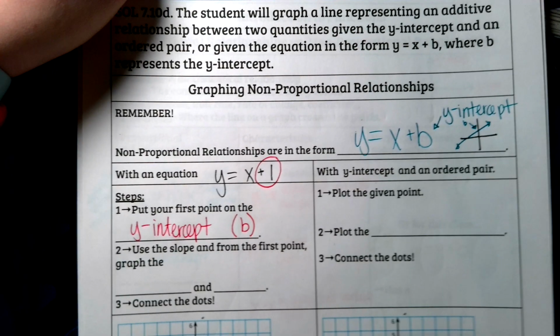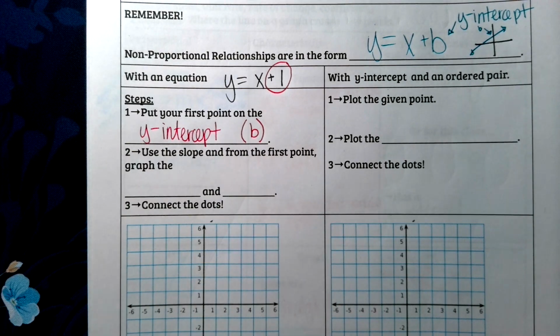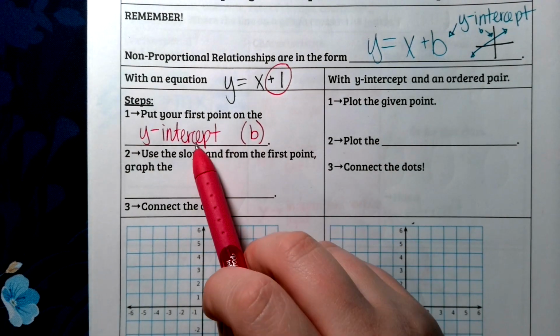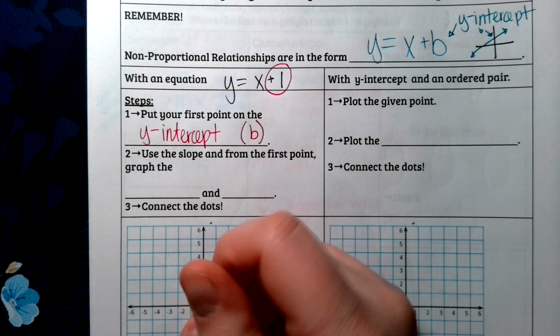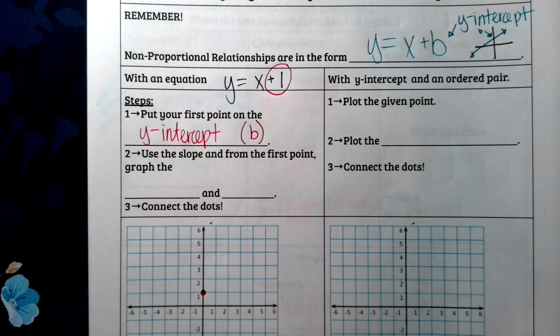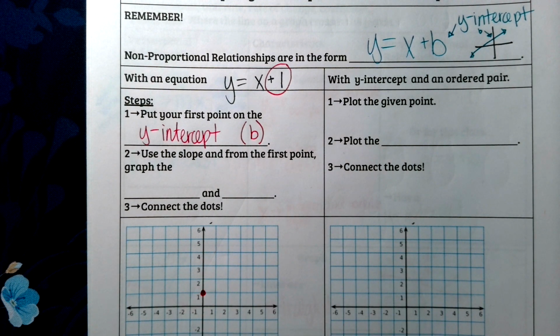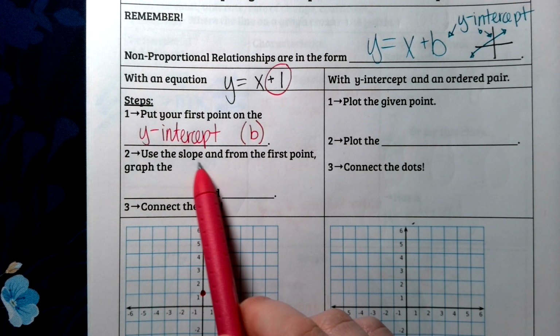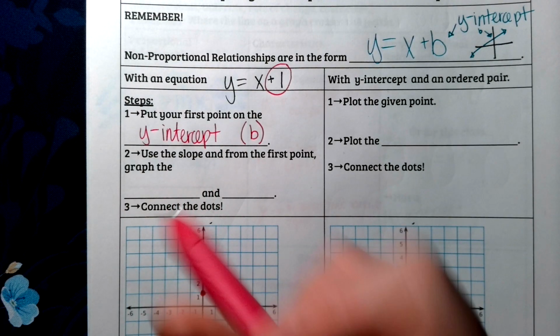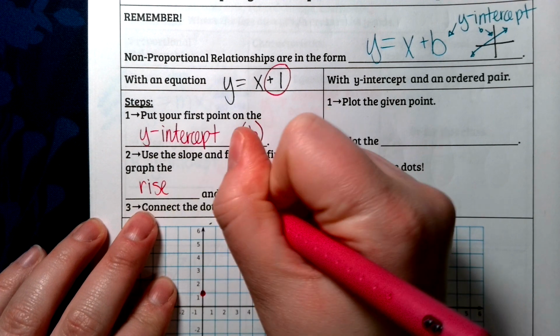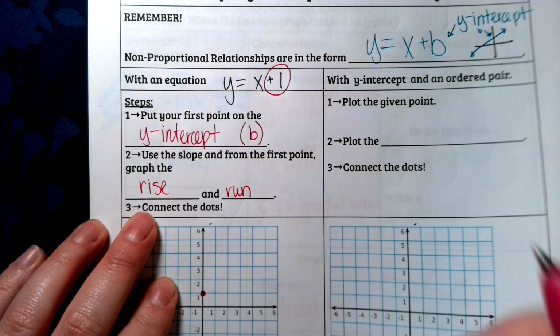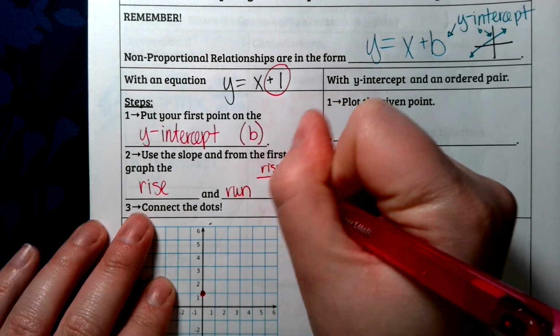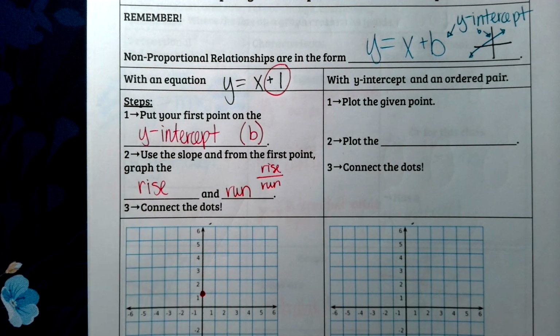So what I need to do, come down to my graph. I want to put a dot on my y-intercept. I want to put a dot on my plus 1 right here. From there, we want to use the slope, and from the first point, graph the rise and the run. We want to graph our rise over our run.